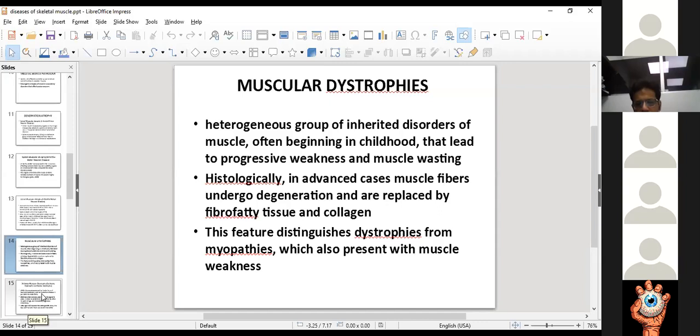You will see some survivors, but ultimately they also die because there's wasting of the muscles and death of the myocyte, and that causes ultimate paralysis, weakness of the diaphragmatic muscles, and patient unfortunately dies.